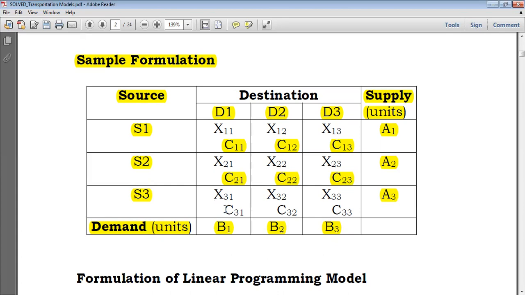That is C31, the transportation cost from source 3 to destination 1. Transportation cost here from source 3 to destination 2. And here, source 3 to destination 3, just like that.